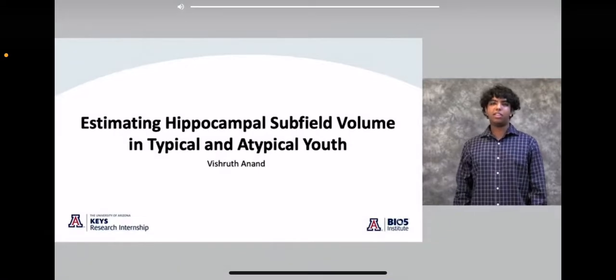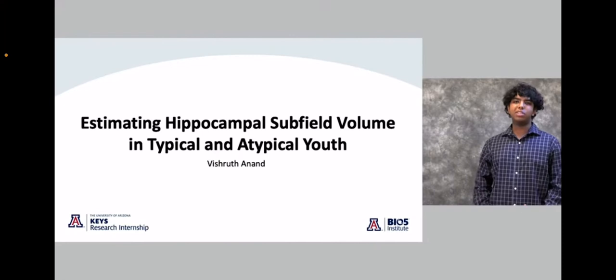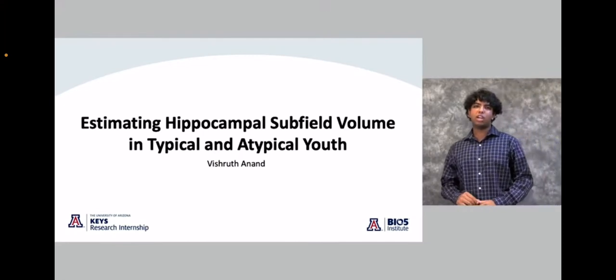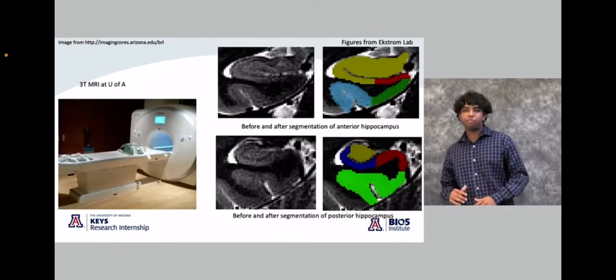My name is Vishnu Dhanand, and this summer I worked in Dr. Etkin's Memory Development and Disorders Lab, which focuses on atypical development, specifically Down syndrome, which is the most common genetic cause of intellectual disability and can lead to memory impairment and other developmental issues.